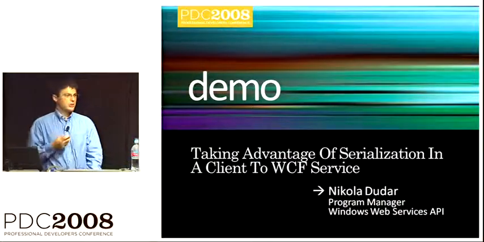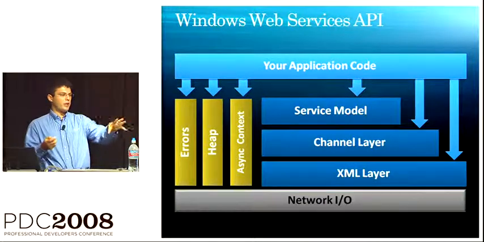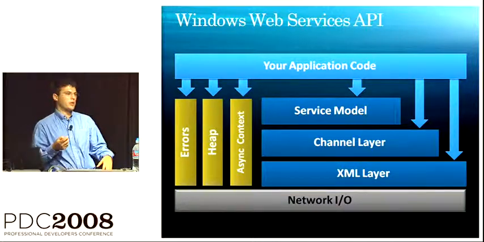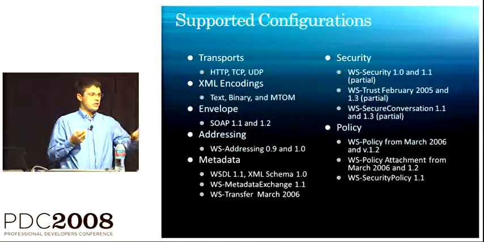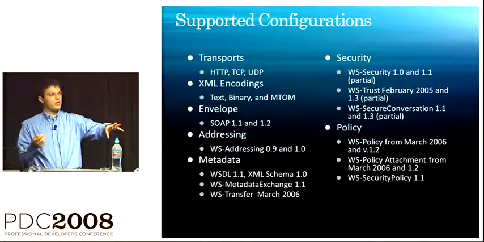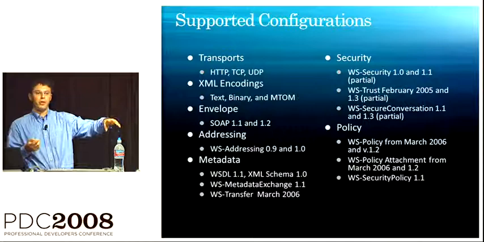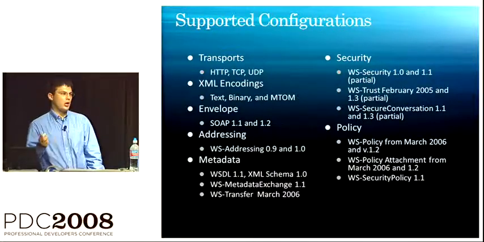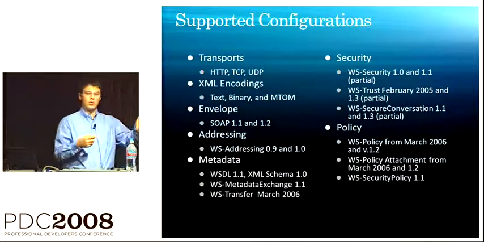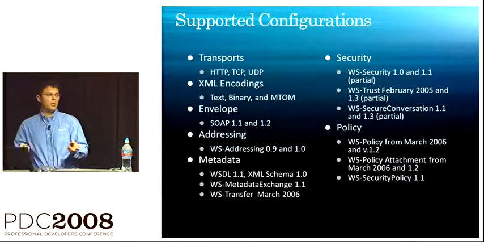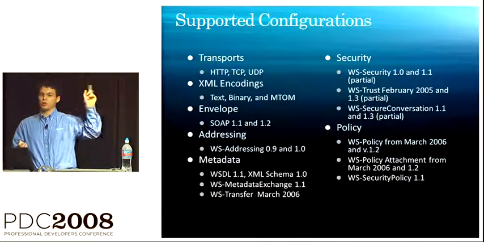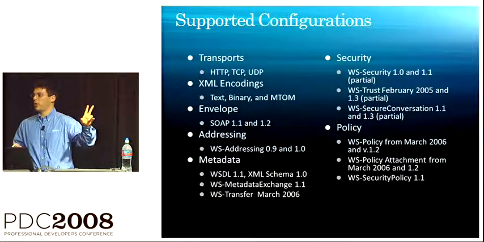Okay, so we're going back to our slides. We talked about all three layers. If you have more questions, talk to me. There are more details in the backup slides. I'm not going to talk too much about this slide. This is the supported configuration. I mentioned HTTP, TCP, UDP as supported protocols; text, binary, MTOM as binary; envelope version SOAP 1.2. Security is what I called partial, because those specs also include the full message security mode. We don't do that.